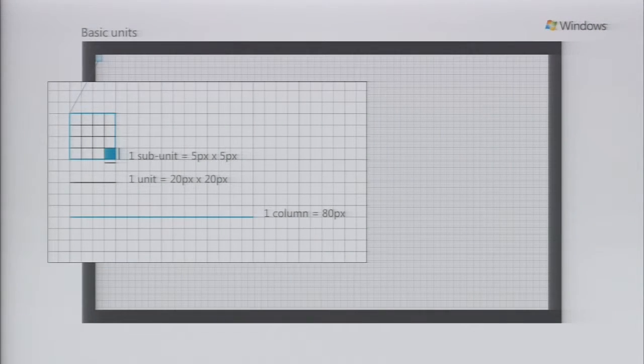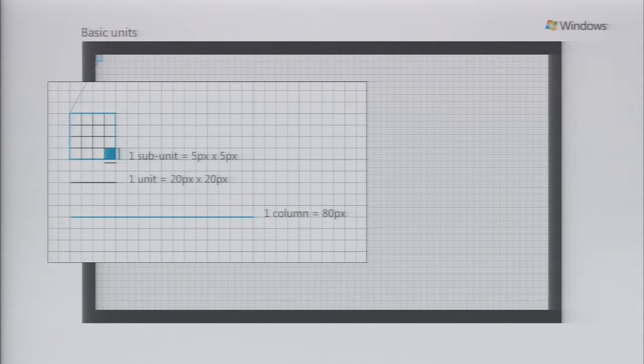So if you look at the units of the grid, these actually are defined as a subunit is 5 pixels by 5 pixels, and a unit is 20 pixels by 20 pixels. And a column, to show the differences between not just content items in a group, but different groups, is 80 pixels. You might be wondering how we came up with these numbers.